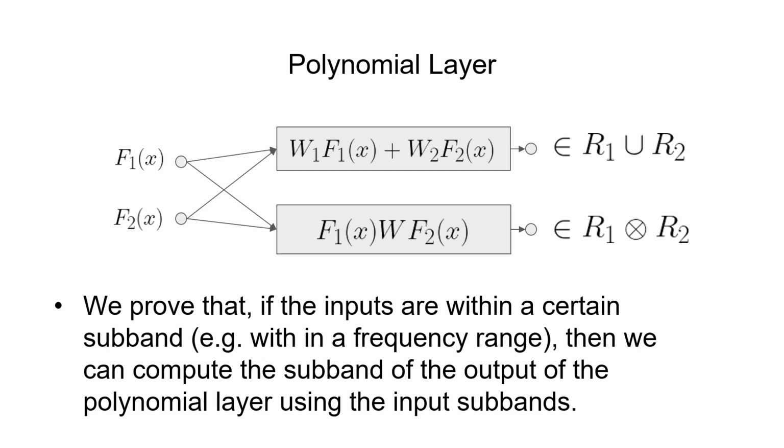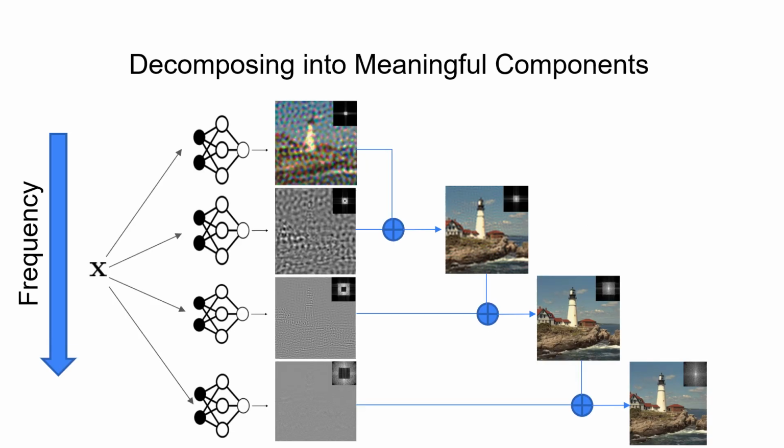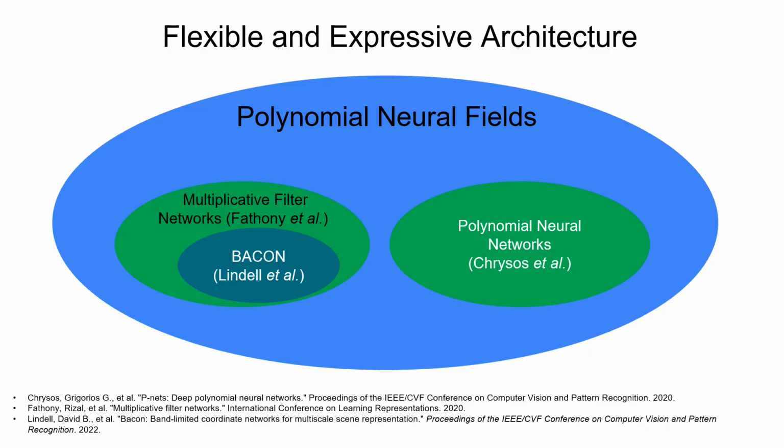This means we can provide provable guarantees ensuring the output of the polynomial neurofields contains certain properties. For example, if we restrict each branch to output a signal of a certain frequency of a different bandwidth, we can decompose the signal into components of different frequency bandwidths. Polynomial neurofields offer a flexible and expressive architectural design that subsumes many of the previous works.